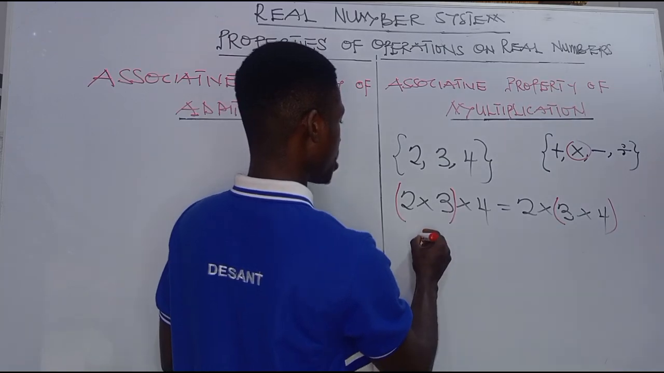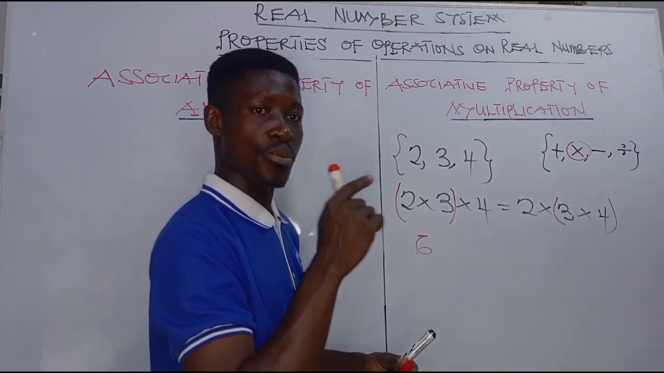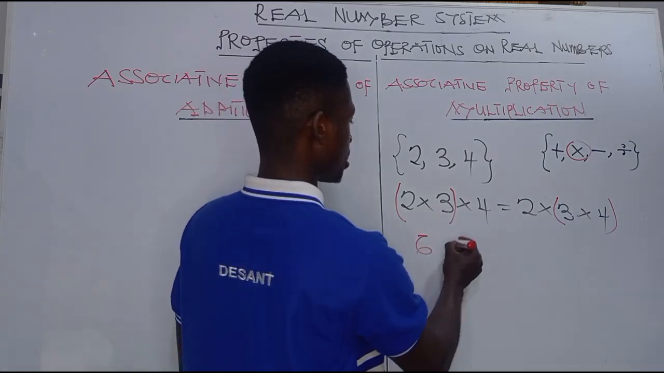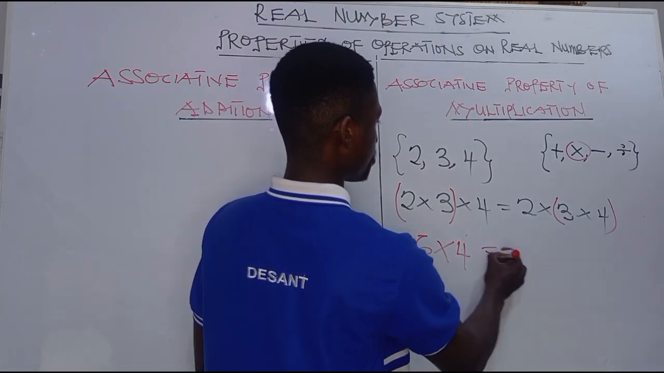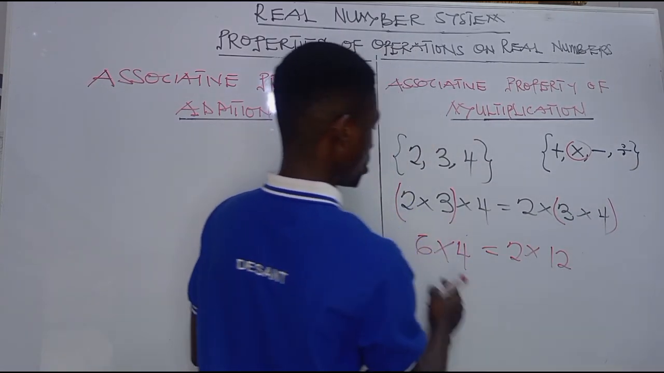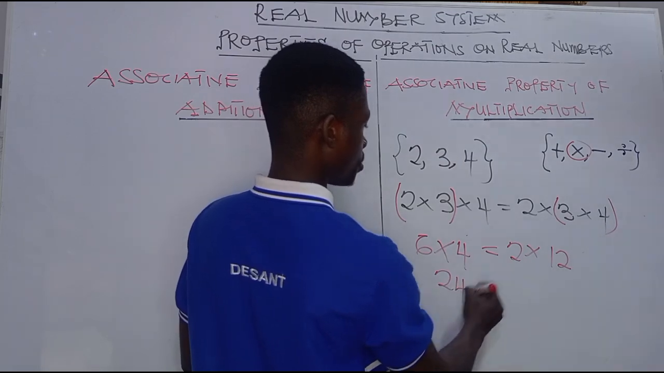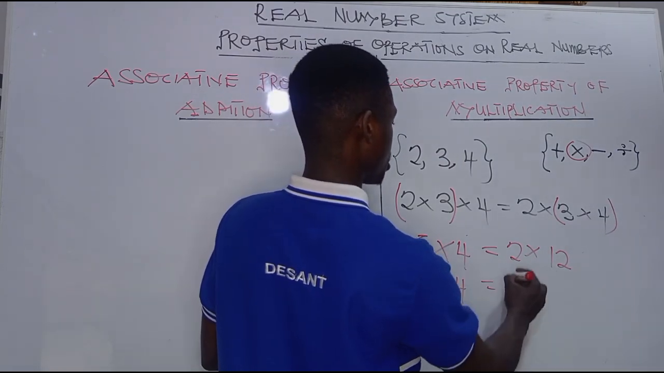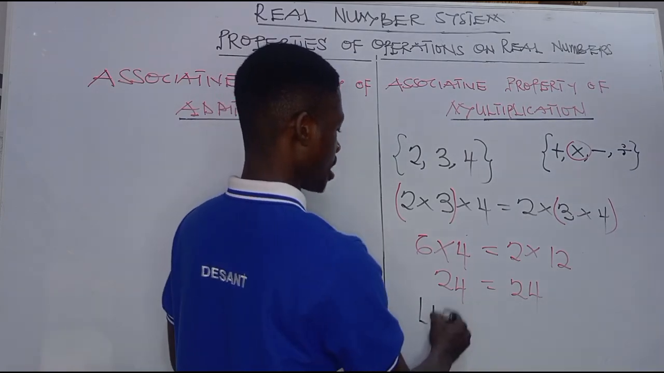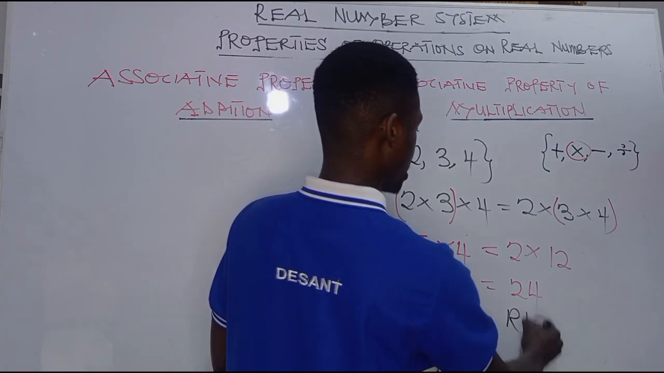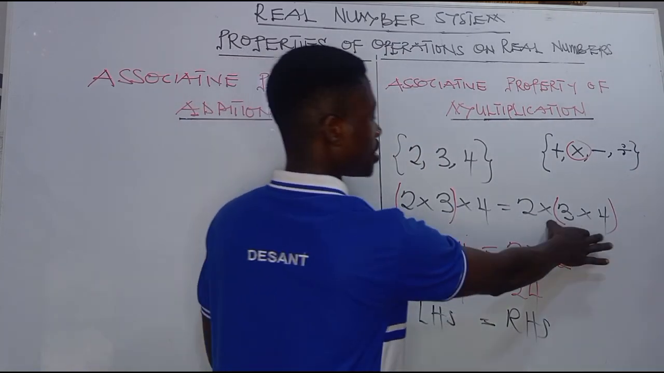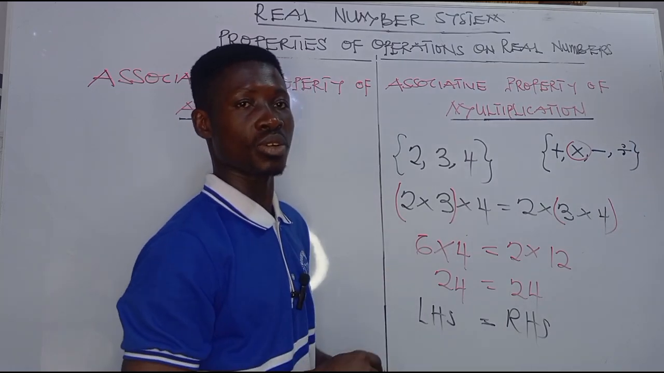2 times 3 will give us what? 6. Remember, we multiply those within the bracket first. So this will give us 6, and then we have 4. We have 2. This will give us what? 12. So this will give us 24, and this is also giving us 24. So we can see that the left hand side is equal to what? The right hand side. So no matter how we group the numbers differently, the result is still going to be the same.